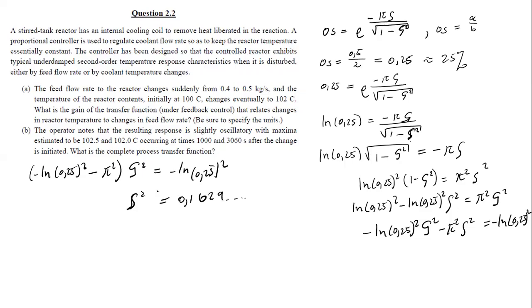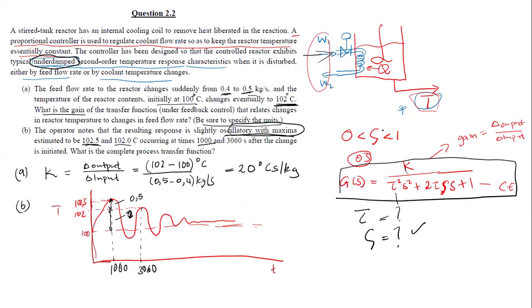I get 0.1629 and so on. But because I'm not looking for this, I'm looking for the dampening factor squared, I'm going to have to get rid of that square. Therefore, my dampening factor will be, introduce the root sign on both sides, and then I get 0.404, but to two decimal places it will be 0.40. Now we are happy that we managed to get our dampening factor.